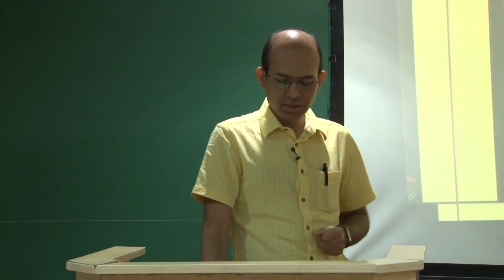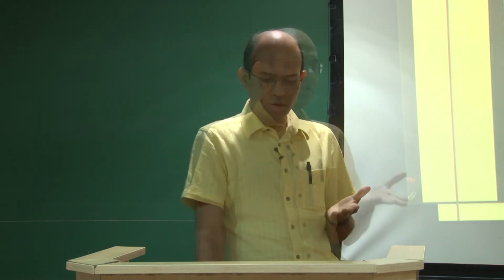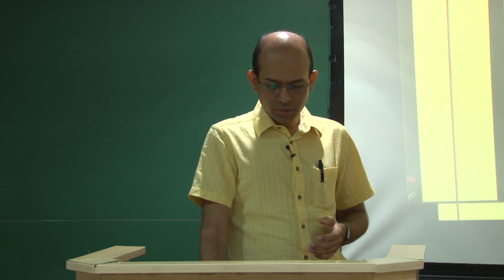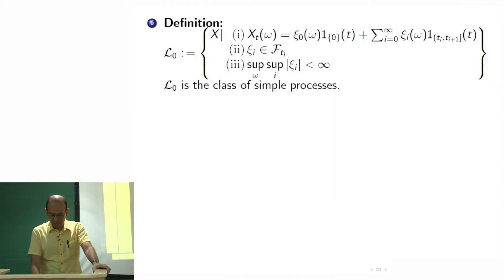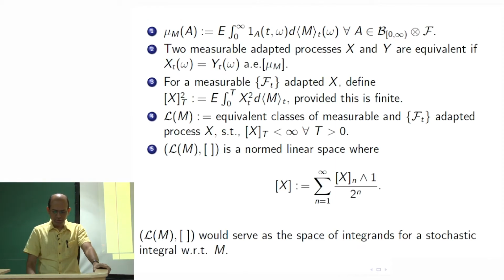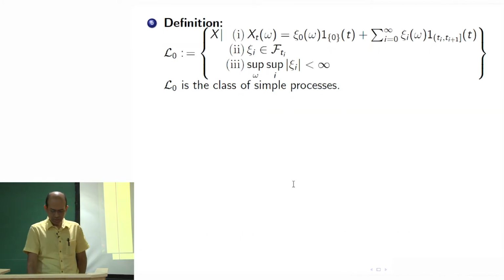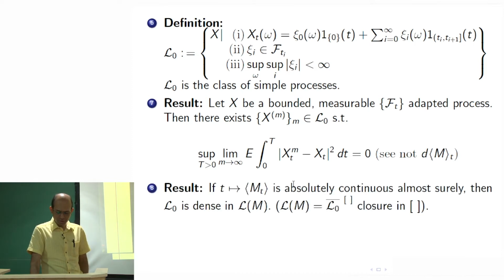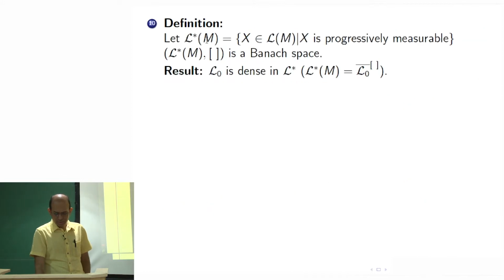In the earlier lecture we have seen the space of integrands. We first considered the space of simple processes, because that is the easiest thing to integrate, which we defined as L0 in earlier slides. Then we defined one particular norm, this box norm, and we have shown that under this box norm, the closure of L0 is L star m.